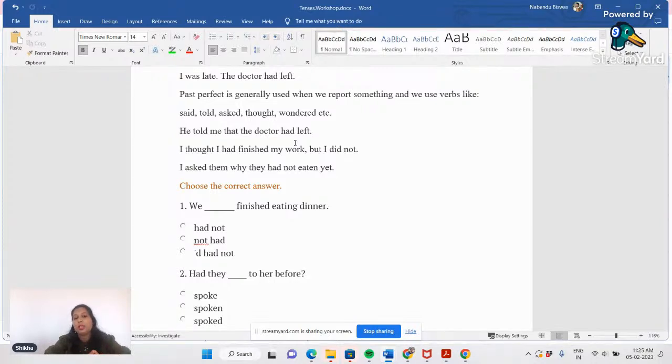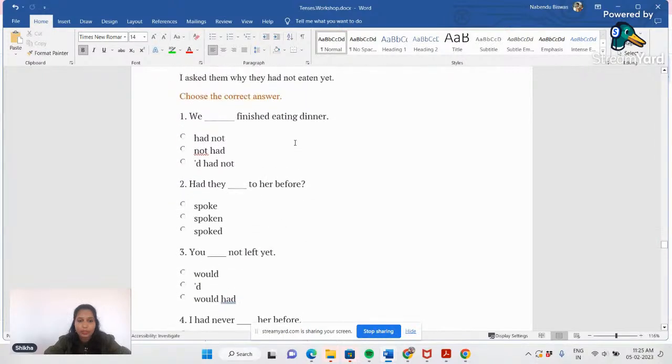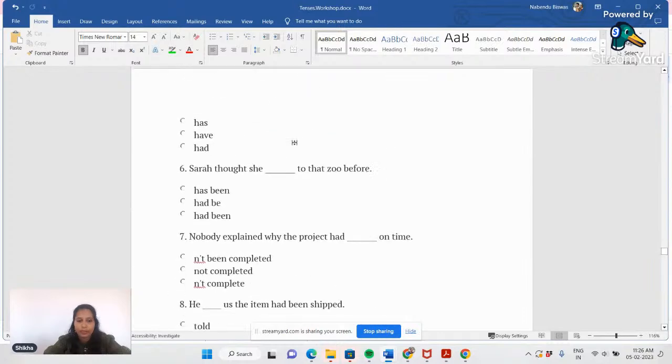Past perfect is generally used when we report something and we use verbs like said, told, asked, thought, wondered, etc. He told me that the doctor had left. I thought I had finished my homework, but I did not. I asked them why they had not eaten yet. So here there are some questions. I'm just showing them to you. Please go through this video once again and try solving them on your own. If you're not understanding, just go through the video once again. It will help you to solve these questions, right?